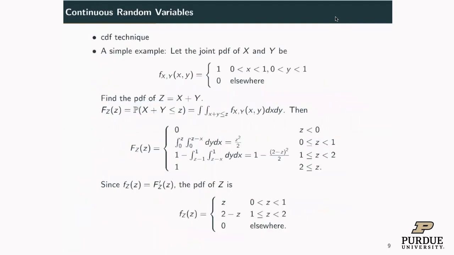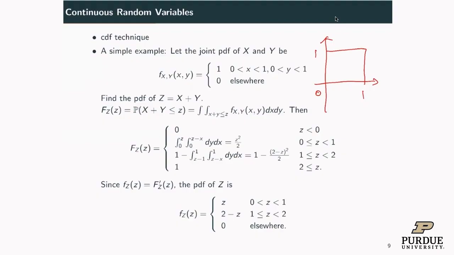Continuous case. For the continuous case, it's more involved. First, let's talk about a technique called the CDF technique. Let's consider this example. The joint distribution of X and Y is uniform. The support is here, 0, 1, 1, inside this triangle. So this is the support for X and Y. It's uniform, it's a constant, 1. The problem is asking you, what is the PDF of Z equals X plus Y? So what is the distribution of Z?